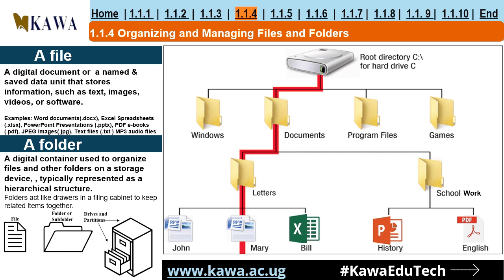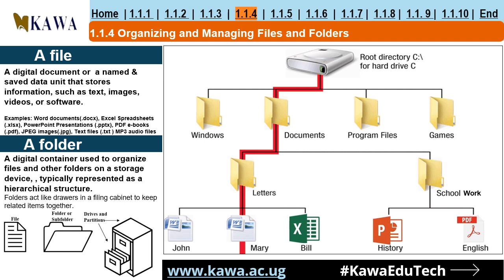Now let's talk about organizing and managing files. You may find two words here: a file and a folder. A file is a digital document, or a named and saved data unit that stores information such as text, images, and videos. It has a name. If it has W, it means a Word document. If it has X, maybe an Excel document. P may be a PowerPoint document, and there is also PDF. So the way you see it, these are files.